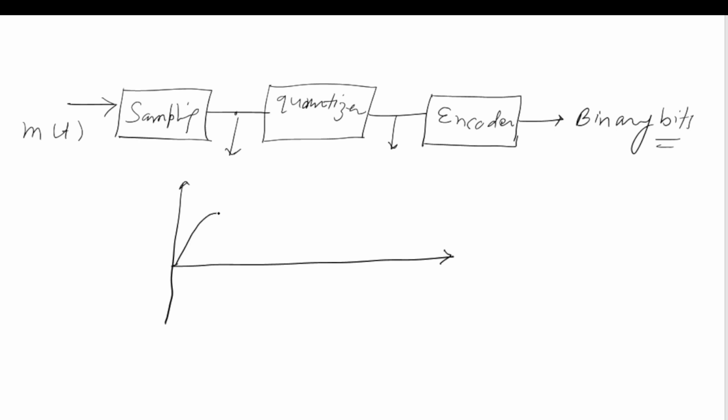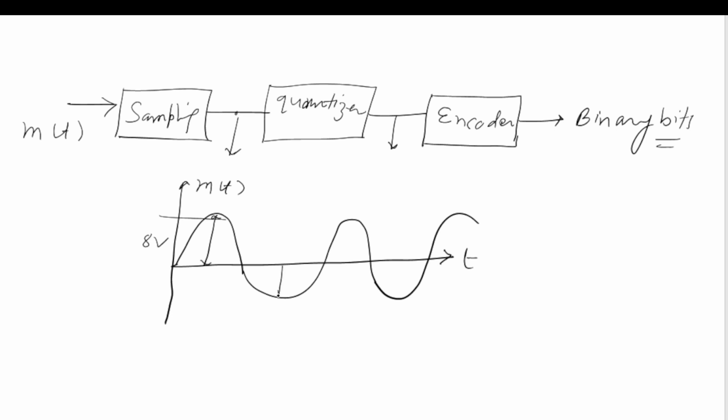Let a sinusoidal signal be given after sampling, this is m(t). Using PCM, this signal has to be quantized. Let the peak value be 8 volt, and similarly it is also 8 volt in the negative. So the peak to peak value equals 16 volt.